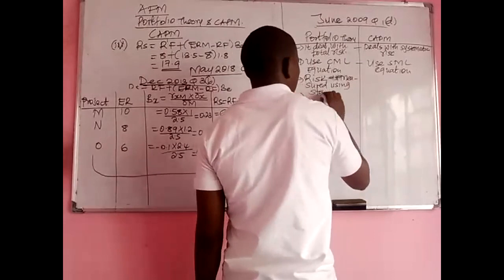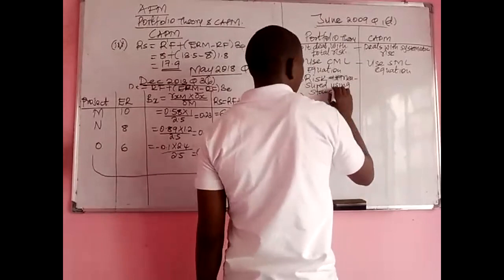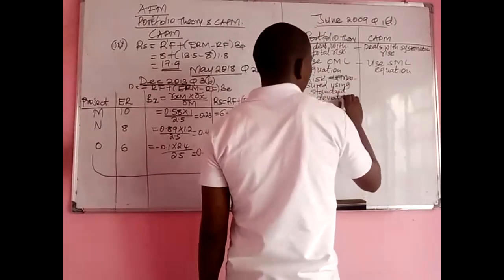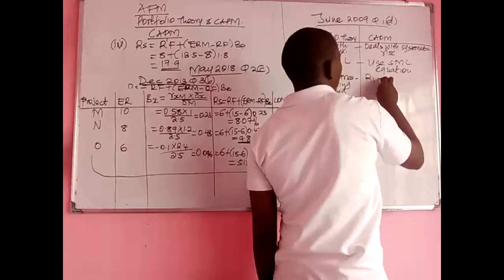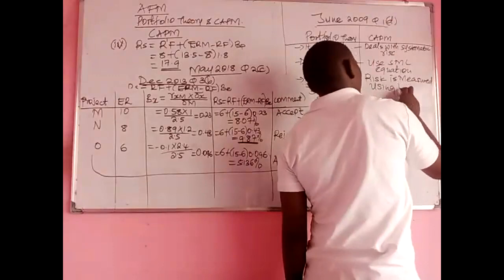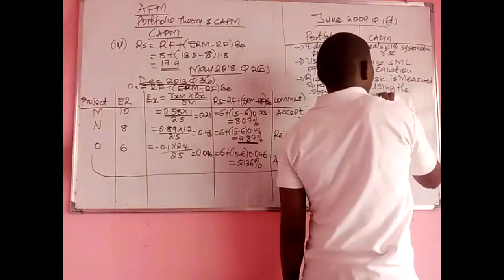Also, we say that the standard deviation of the market is not equal to one. But for CAPM, the beta of the market is equal to one. And those are the distinctions between those two.